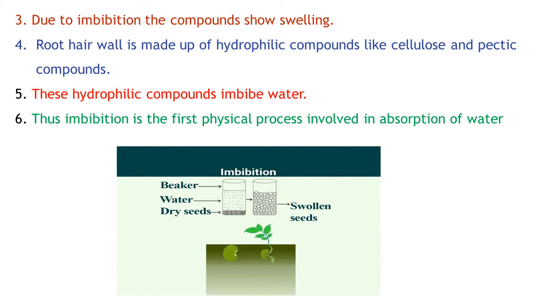This is a diagrammatic representation of imbibition. Seeds. We put some dry seeds and water in a beaker. After some time, seeds get swollen because of imbibition. Beaker, water, dry seeds, swollen seeds.